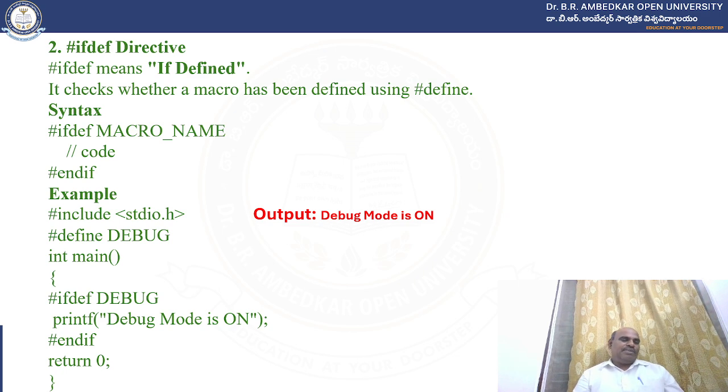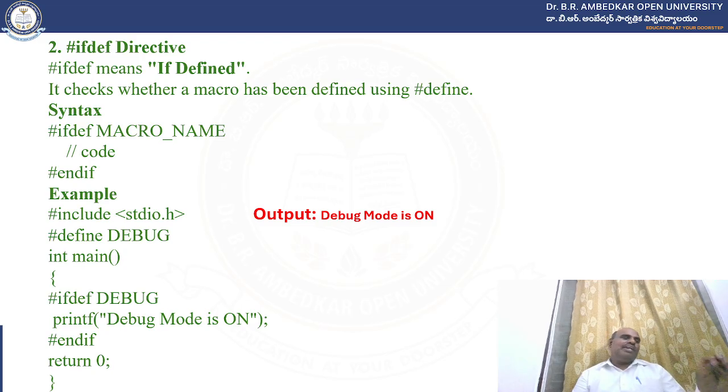If defined debug, then we can write "debug mode is on." And if so, it is checked. If defined debug is defined, using the defined directives, that's why it is true only. That's why, if it is true, what is displayed is "debug mode is on." It is displayed.